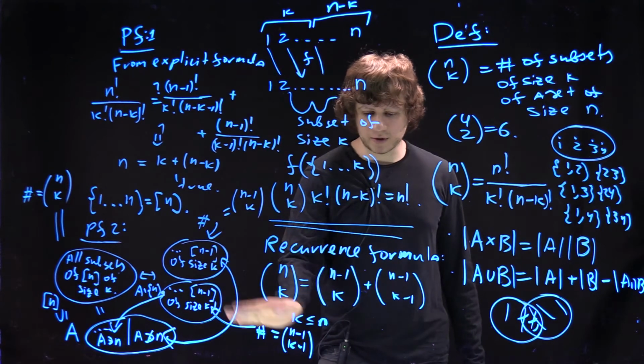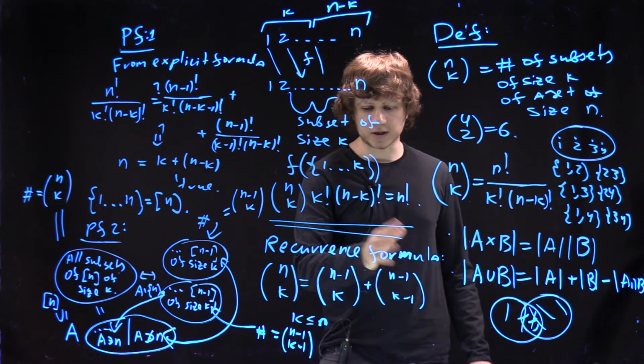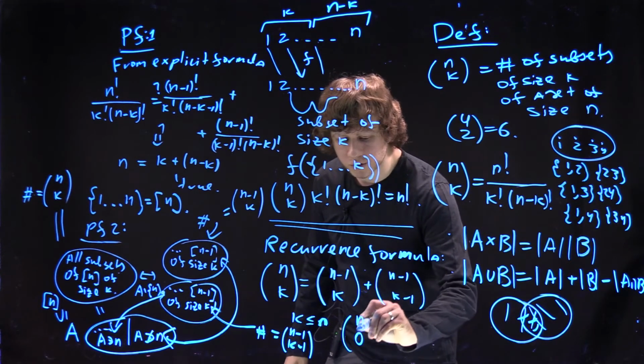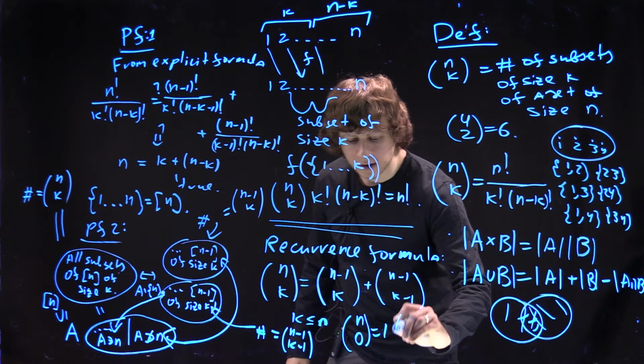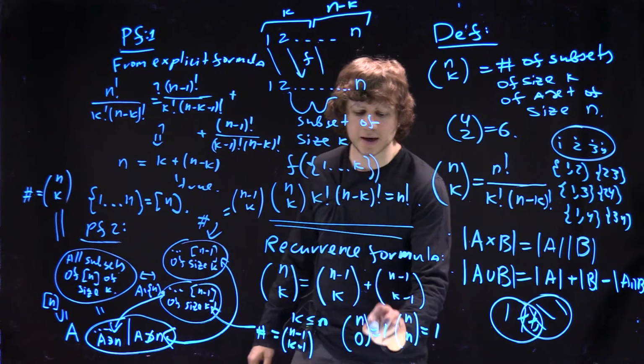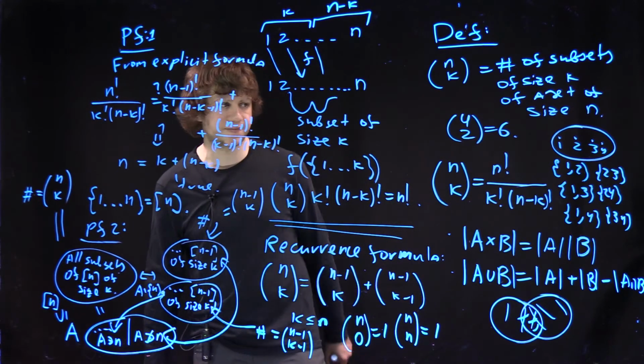This is the main property of binomial coefficients. And by the way, it's important to know that n choose 0 is equal to 1, and n choose n is equal to 1. There is only one subset of size n and one subset of size 0, which is the empty set.